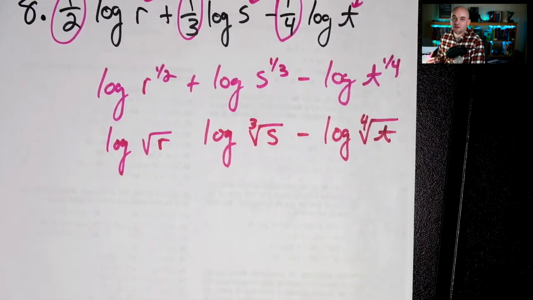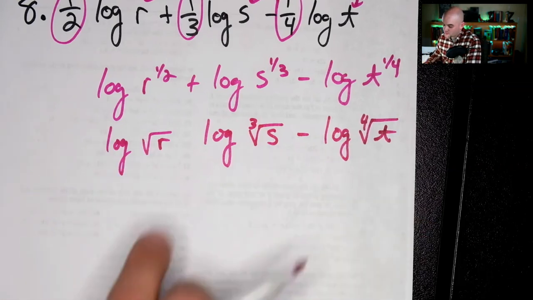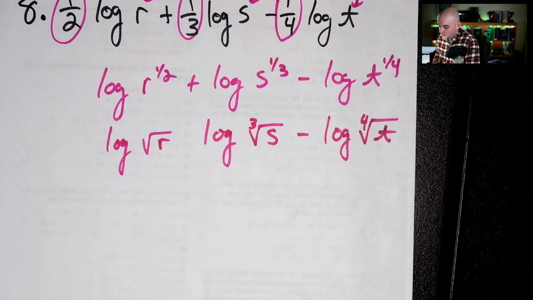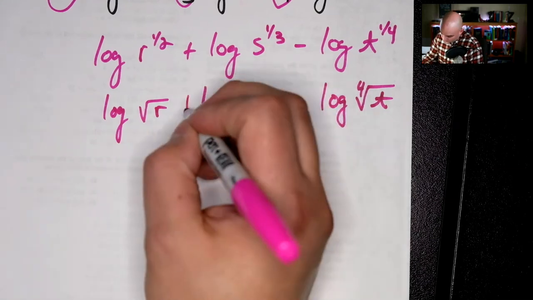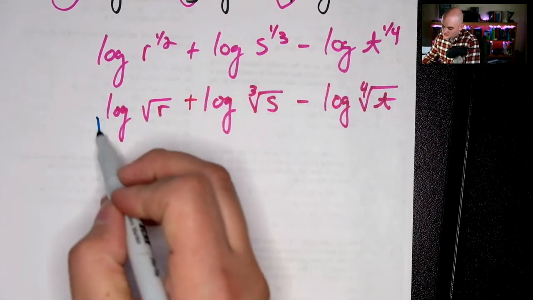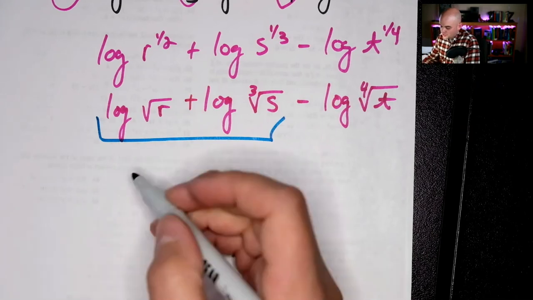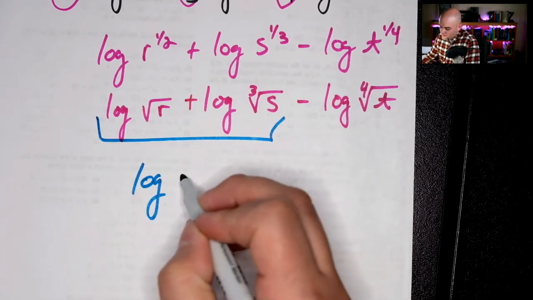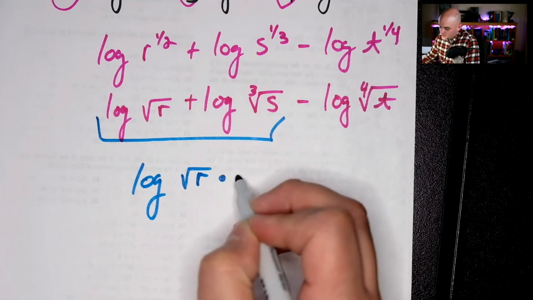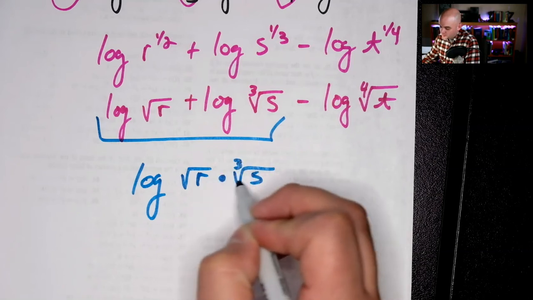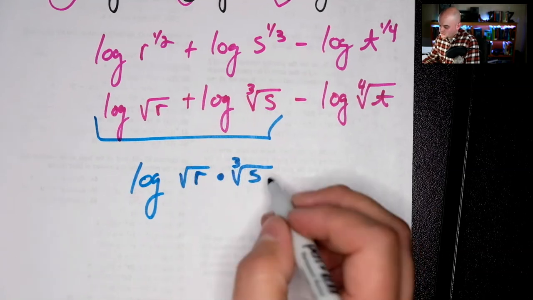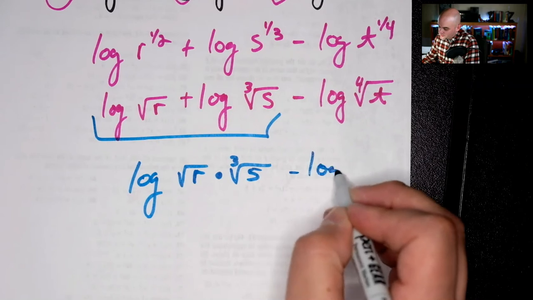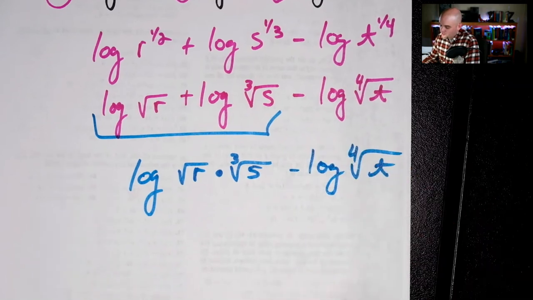For me, I really don't care if you leave it as an exponent or if you write it as a radical in this case. Sometimes we will need to switch between fractional exponents and radicals when we're doing our work. From that point, don't forget the plus sign right there, I can say, all right, I can combine these two using multiplication. So I get the log of square root r times the cubic root of s. I can't combine these even though they're both radicals. One's a square root and one's a cubic root. That's as far as I can go with that. And then 4th root of t over here stuck on the end.